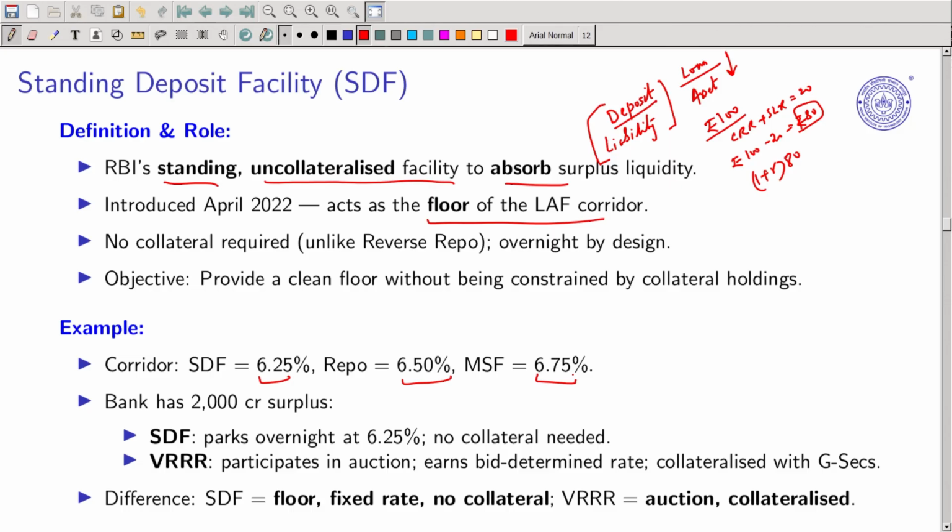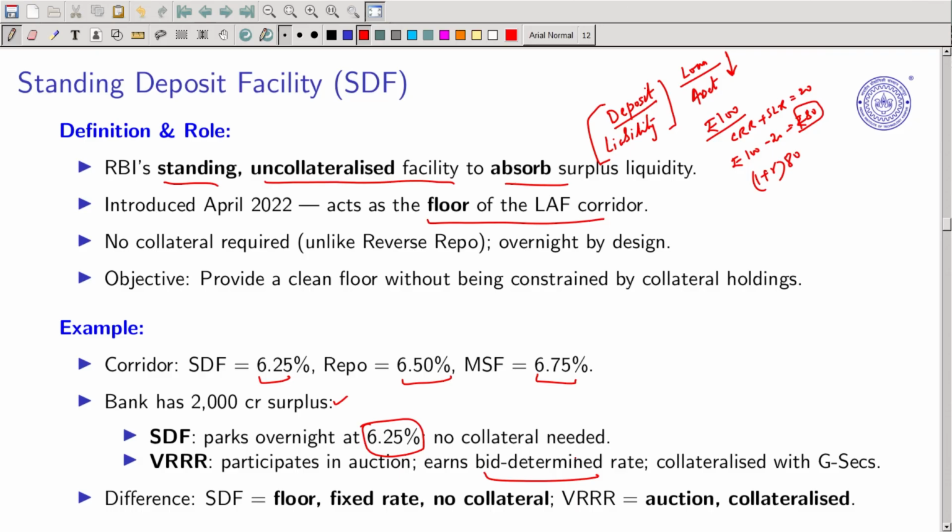Now, if banks have 2000 crore rupees of surplus, so this is what we have given as the example, then it can park overnight at 6.25% with the RBI with no collateral, and the rest of the amount they can go through the variable rate reverse repo operation. We call it VRRR, right, and on whatever is the bid rate.